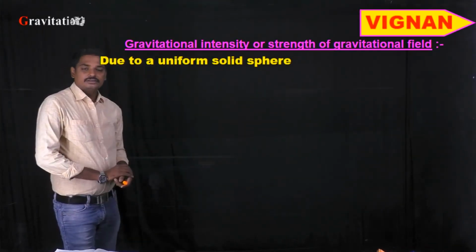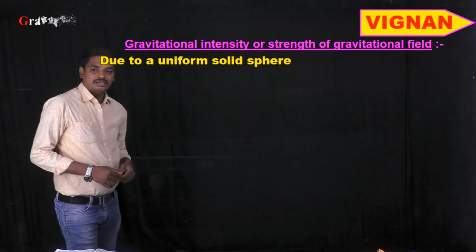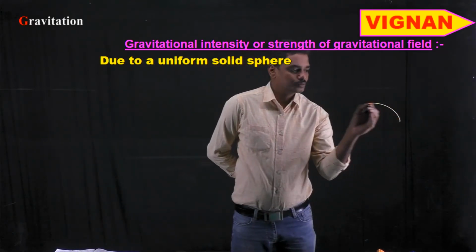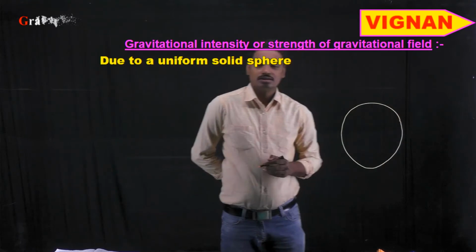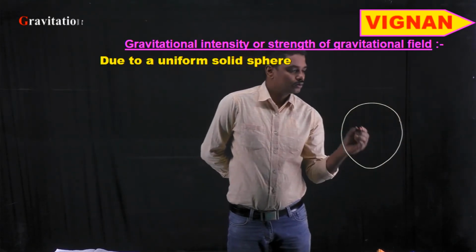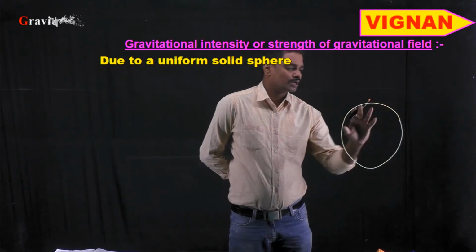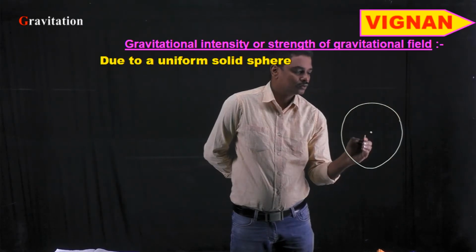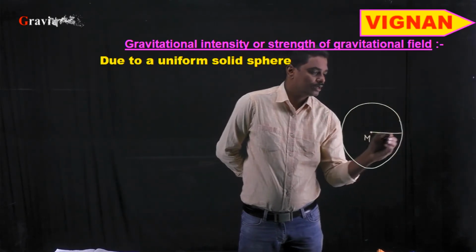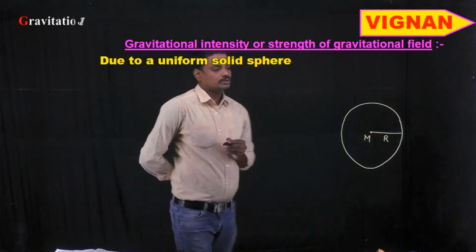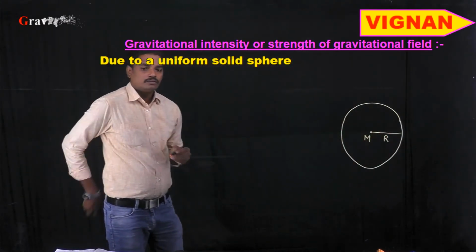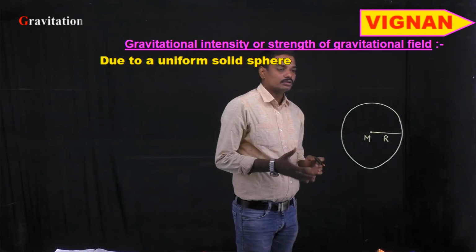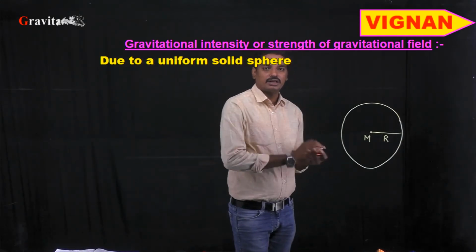Okay, students. Now let us see the gravitational intensity due to a uniform solid sphere. So let us consider a solid sphere. This is the solid sphere. As it is a solid sphere, the total mass is contained in this sphere. Let this be the center of the mass, whose mass is capital M, and let capital R be the radius of the solid sphere. Now we need to calculate the strength, or intensity, of the gravitational field at a point where a unit mass is placed.